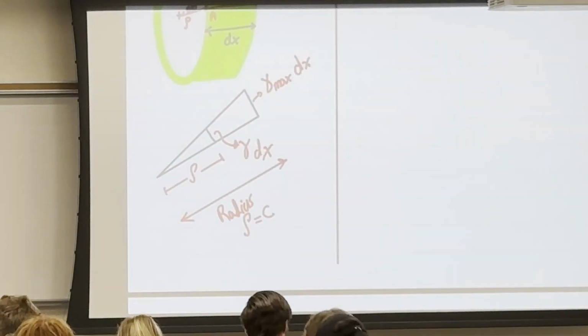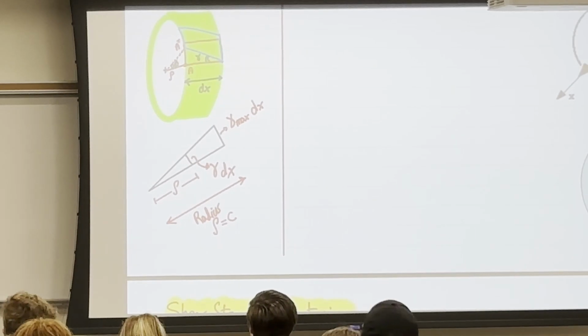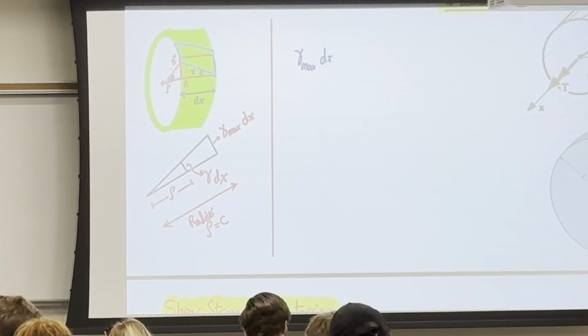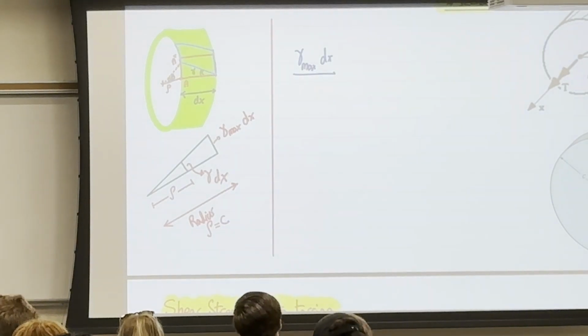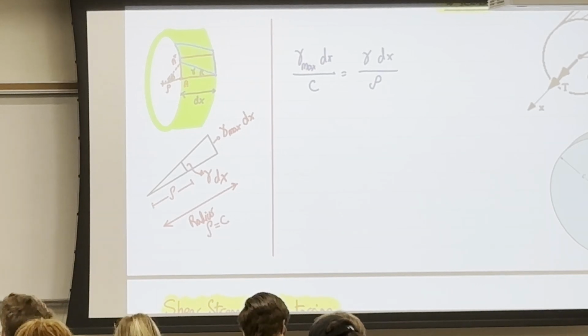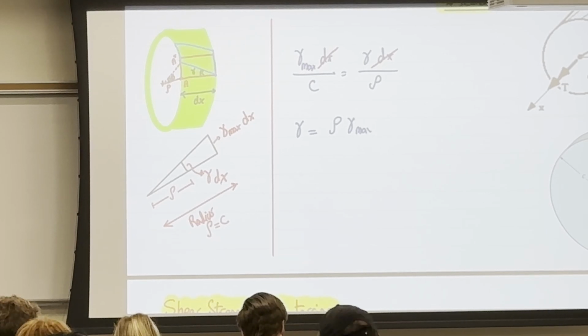So using trig, I want to find the relation between these two lines. So what do you think the relation between these two lines is? Gamma max times dx over c. What I'm basically doing is taking this over this equal to this small one over that small one. Similar triangles, because they share the same angle. So gamma max dx over c is equal to gamma dx over rho. I can cancel the dx, and I will end up having gamma is equal to rho gamma max over c.